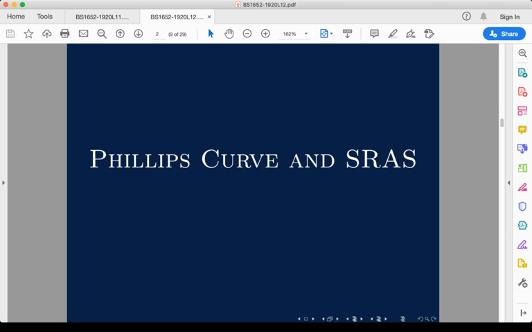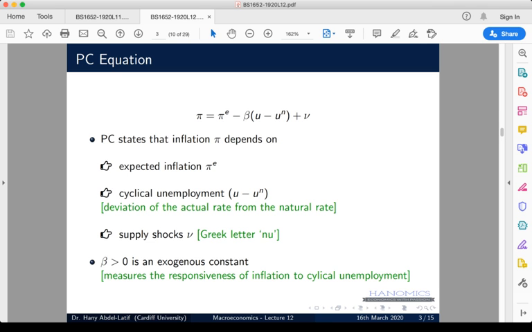Just to show you the equation, the same way I did with the short-run aggregate supply curve, I show you the destination first, and then I show you how we reach that destination. I guess it's much easier if you know where we're heading first, so you see the destination yourself before we look at the map of how to get there. So this is what is now called the Phillips curve.